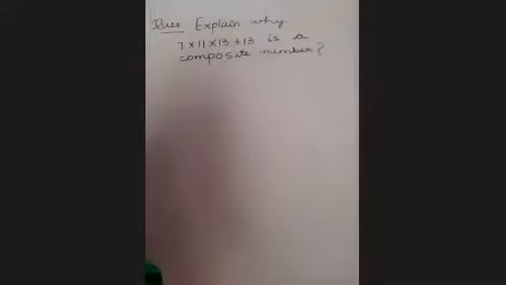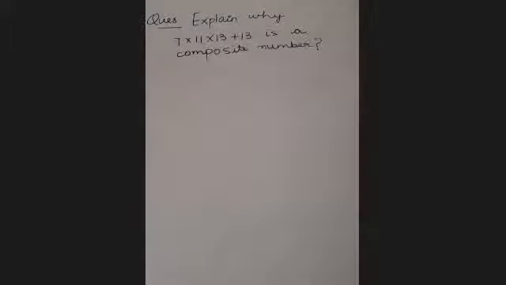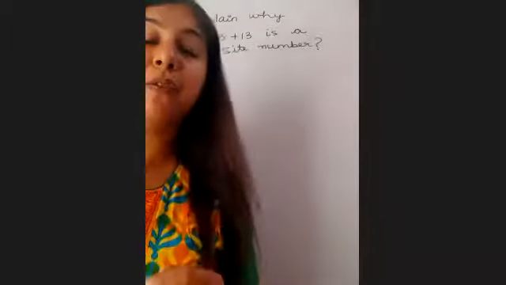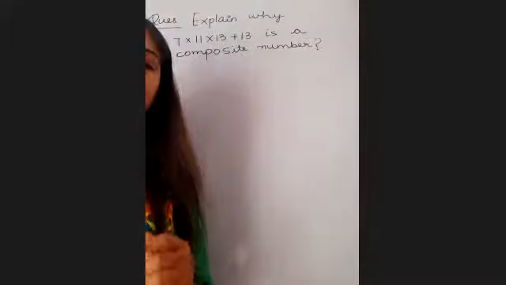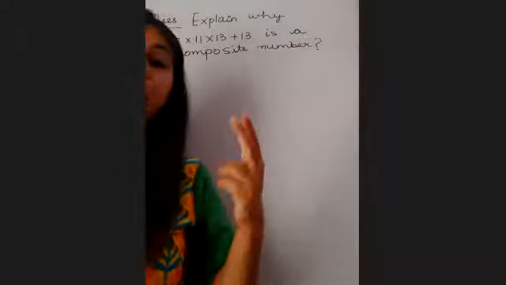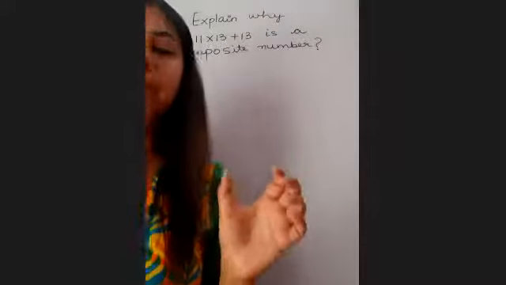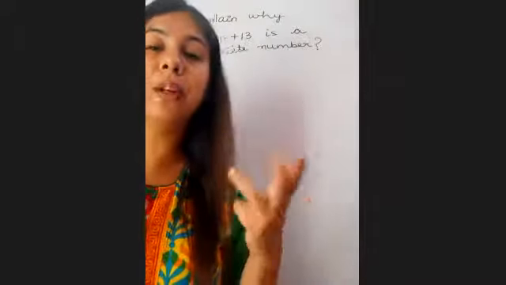Children, here the question is, explain why 7 into 11 into 13 plus 13 is a composite number. First of all, we should be aware of the definition of a composite number. What is the definition of a composite number? Numbers which have more than two factors. So a composite number is a number which has got more than two factors.